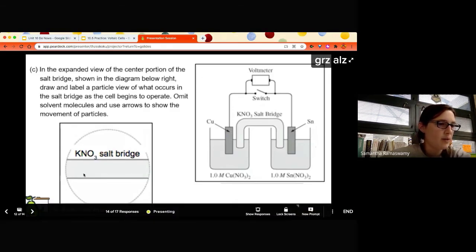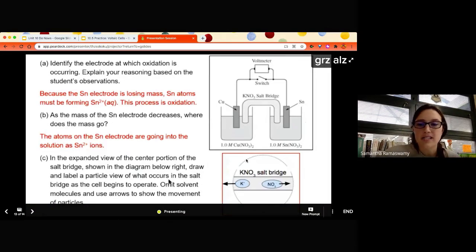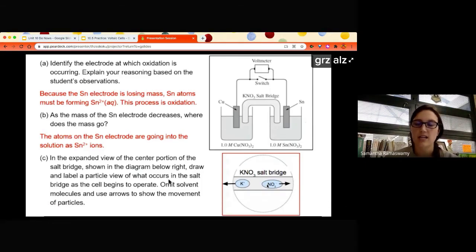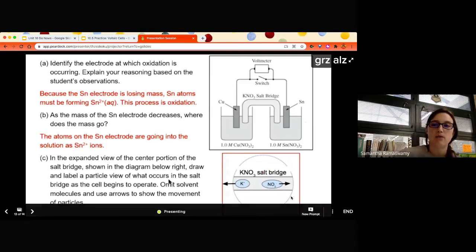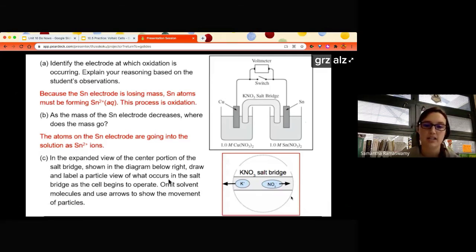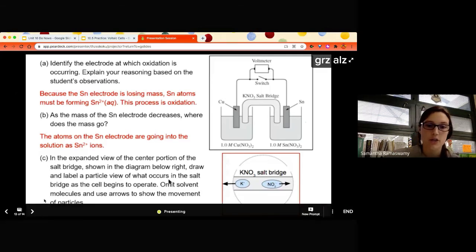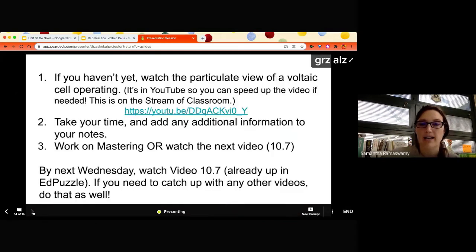Good, so I see a lot of people split it up into K plus and NO3 minus. I know some people are still drawing, but I just want to get to the next slide before the bell rings. So for part C, you can see the answer down in the right-hand corner. K plus is moving to the left because the copper half cell is the cathode, that's reduction. NO3 minus is going to move toward the tin half cell because the tin electrode is where oxidation is taking place. So you're just showing K plus and NO3 minus.